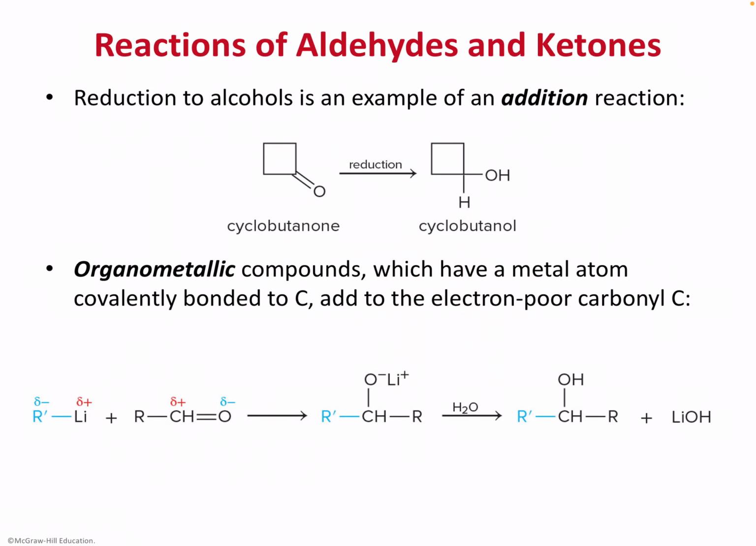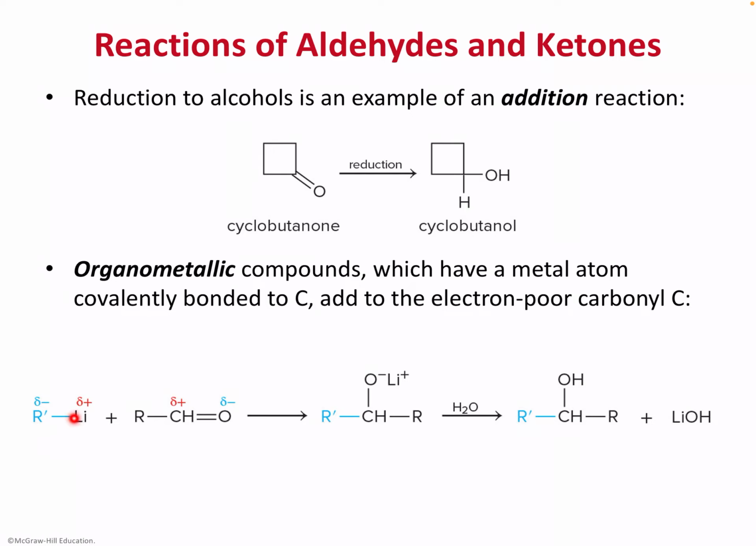Here are some examples of aldehyde and ketone reactions. Reduction to alcohol is an example of an addition reaction. Here you have a carbon-oxygen carbonyl group. Reduction means you're adding more hydrogens onto this one. So it will become cyclobutanol, which is an addition reaction. And then organometallic compounds, meaning organic compounds having a metal atom covalently bonded to carbon, add to the electron-poor carbonyl carbon.